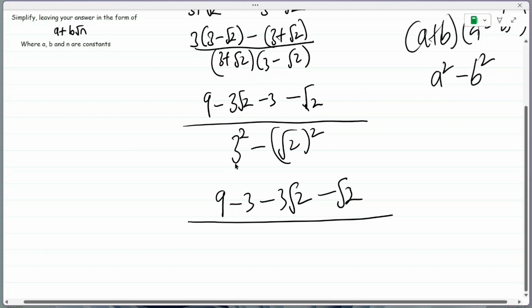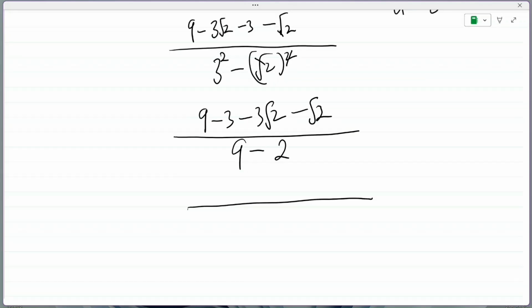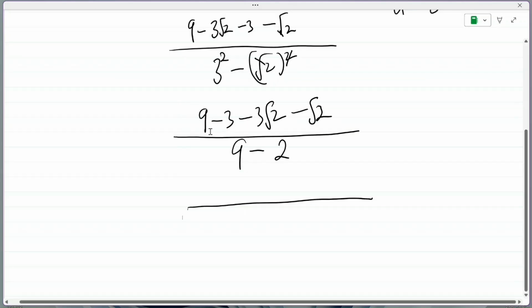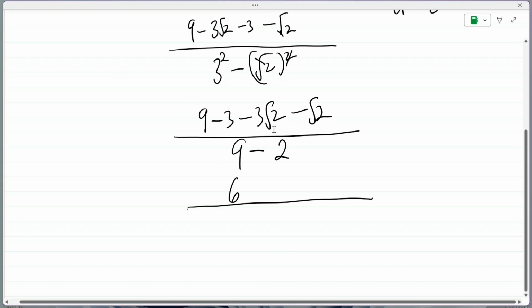Below, at the denominator, you have 3 square, as 3 times 3, that's 9, minus, here you have root 2 square. The square and square root cancel, you'll be left with 2, so 9 minus 2. On the next line, we have our LCM line, we work on the numerator. 9 minus 3 is 6. Then you have minus 3 root 2.